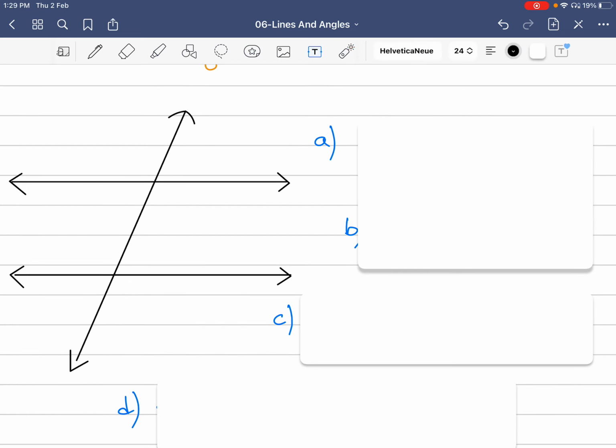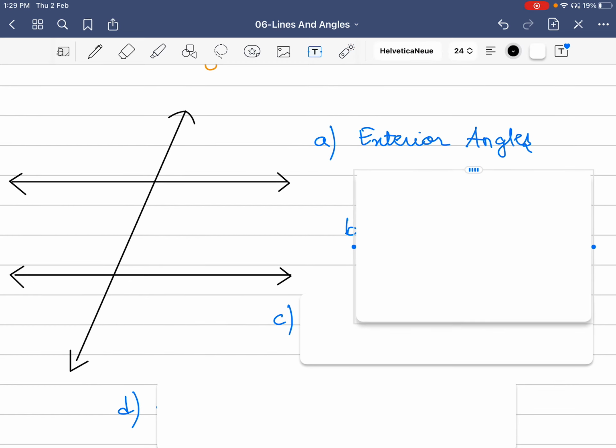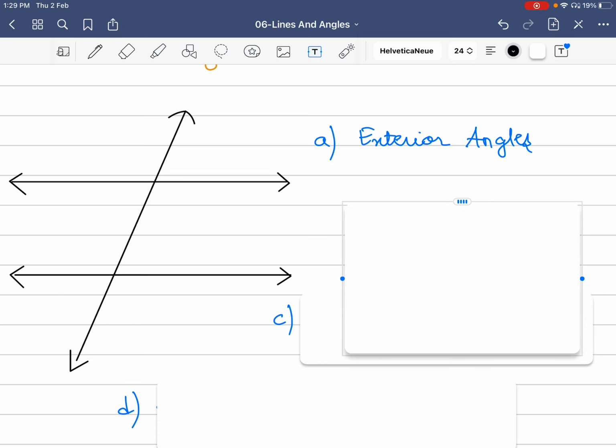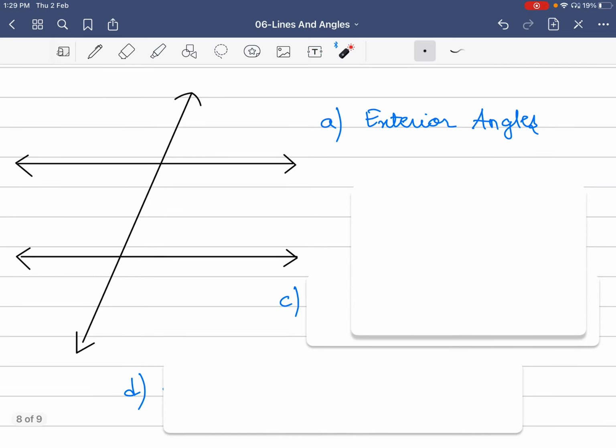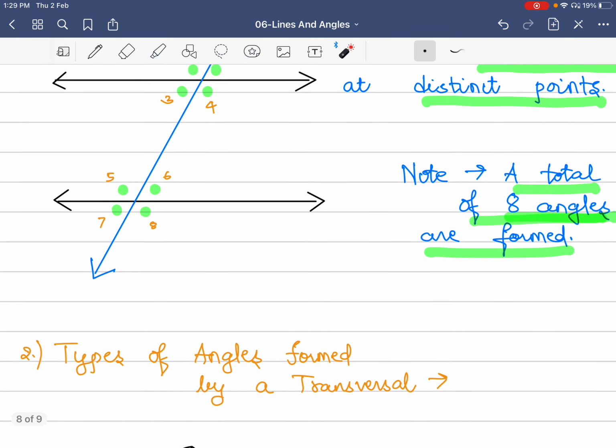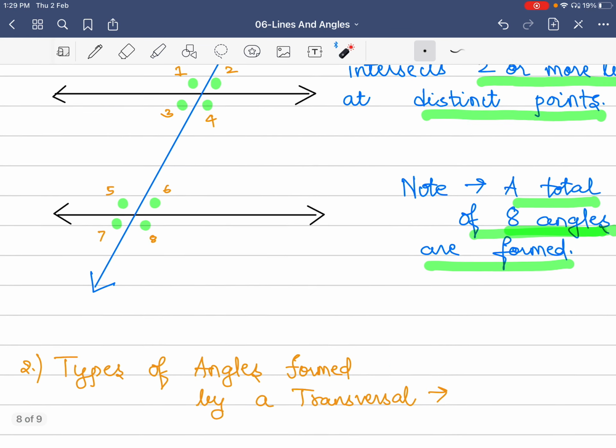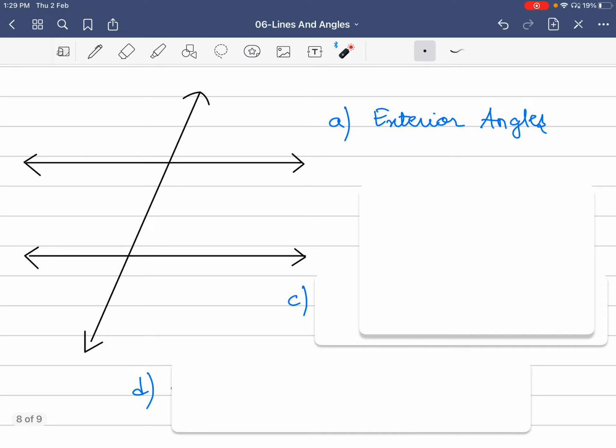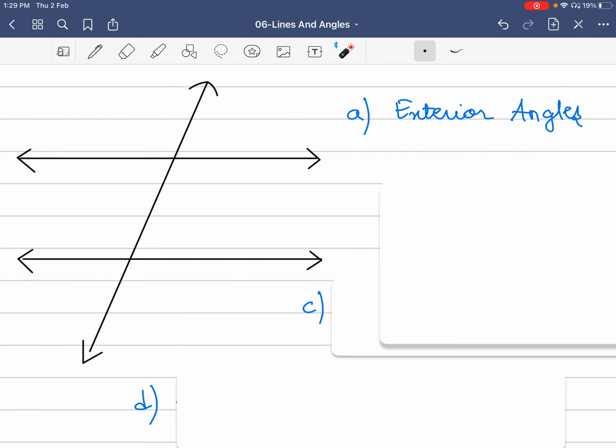Yes, so let's see what is there at A. First is exterior angles. Now, we know that there are a total of 8 angles formed by the transversal. Now we want to see which of these 8 are exterior angles. So I'm going to use a highlighter to note down which are the exterior angles. This is the first exterior angle, and this is the second exterior angle, and this is the third exterior angle, and this is the fourth exterior angle.